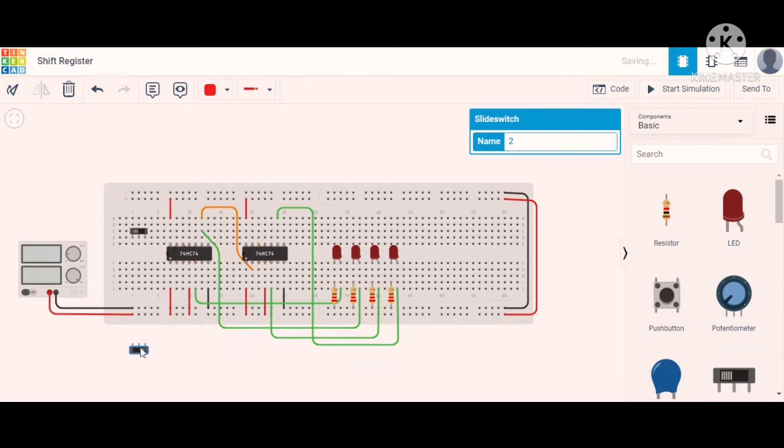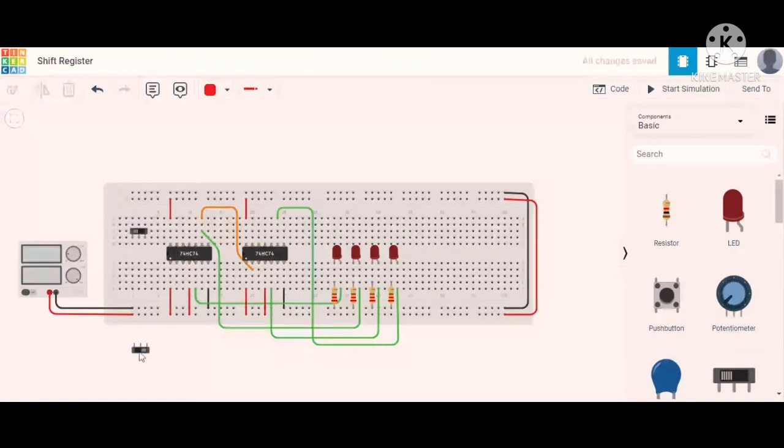So here this is our slide switch, and we very well know about the slide switch connection, that the first terminal is connected to the power supply. The last terminal is connected to the ground. Okay, so for the ground, you can give the black color wire, and the middle one is for our clock input.